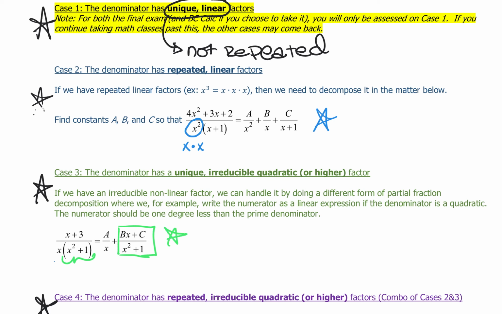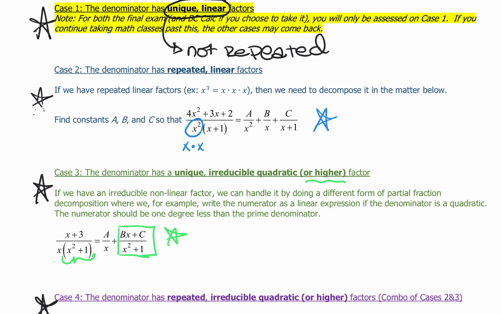Right? And then I could have further cases where I start to combine case 2 and case 3. Right? And this is technically quadratic or higher. So while there are several different cases, for our particular course, and if you choose to take an AP Calc option at our school, the only case that you are going to be assessed on is case 1, where we have these unique linear factors.